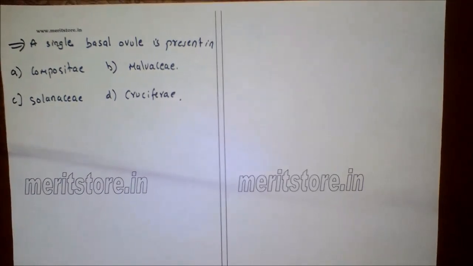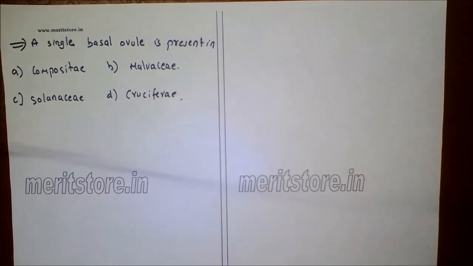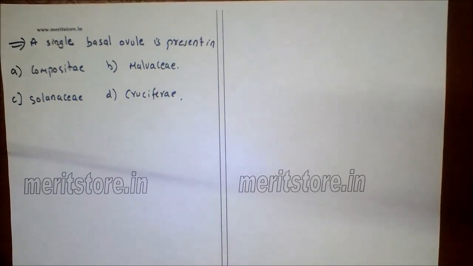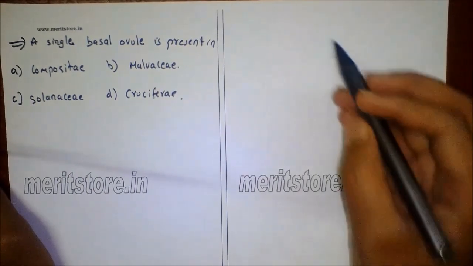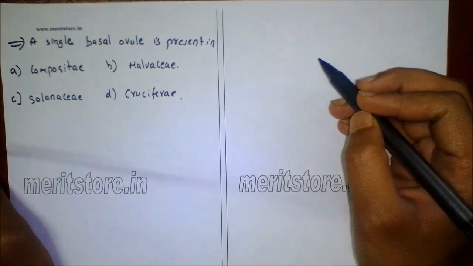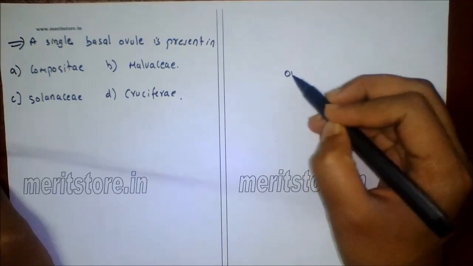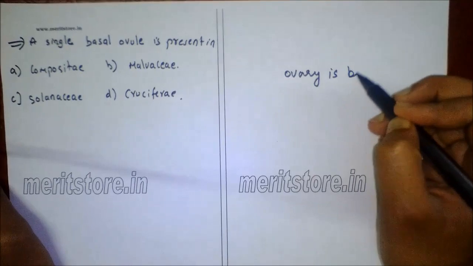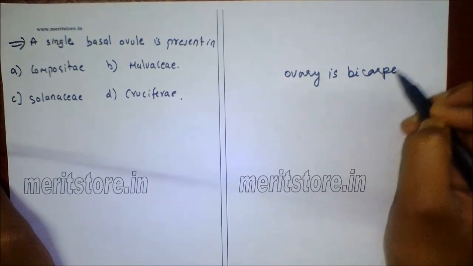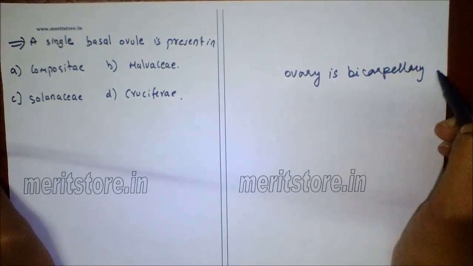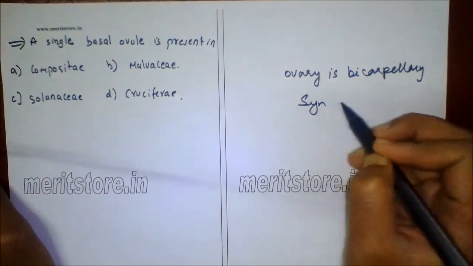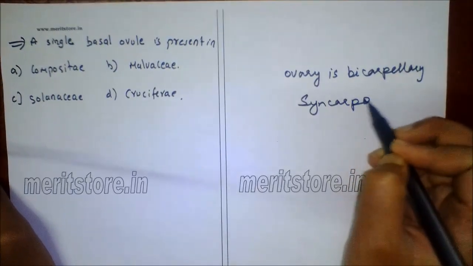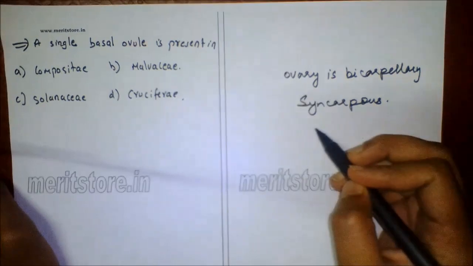A single basal ovule is present in A. Compositae, B. Malvaceae, C. Solanaceae, D. Cruciferaceae. Basal type of placentation, that is ovary, is bicarpellary, that is two carpels, syncarpous, fused, and unilocular.